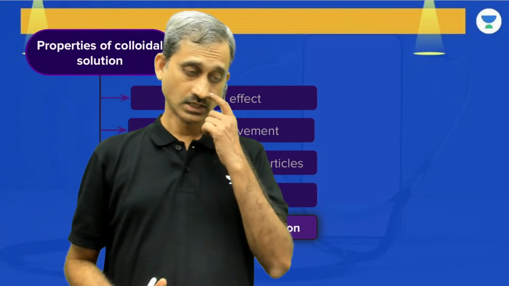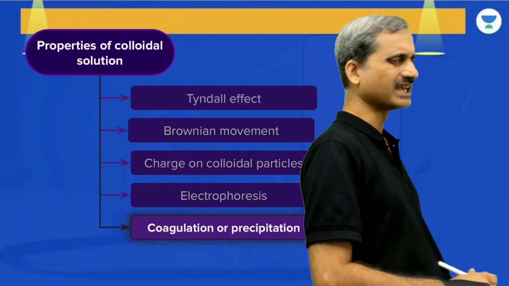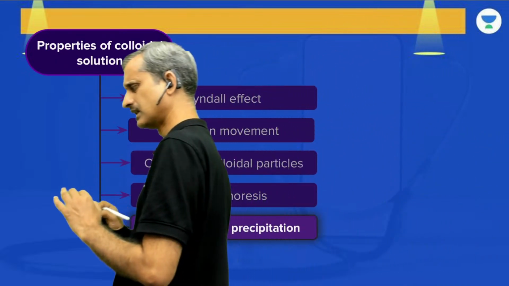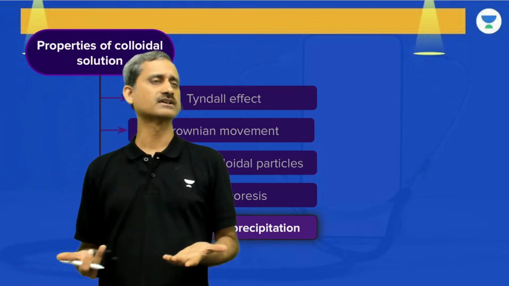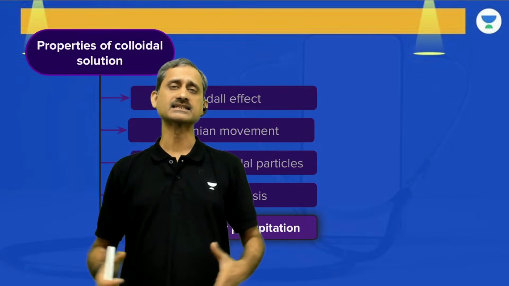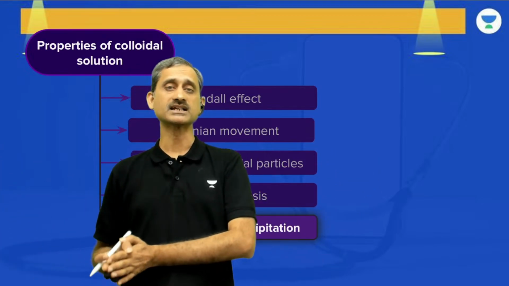Clear? Now we talk about the coagulation or precipitation. When you talk about coagulation or precipitation, please understand the coagulation of the colloid is simply the removal of the charge from the surface of the colloid. If you just neutralize the colloidal particle, then they are going to merge together to form the suspension. The charge is keeping it separate.